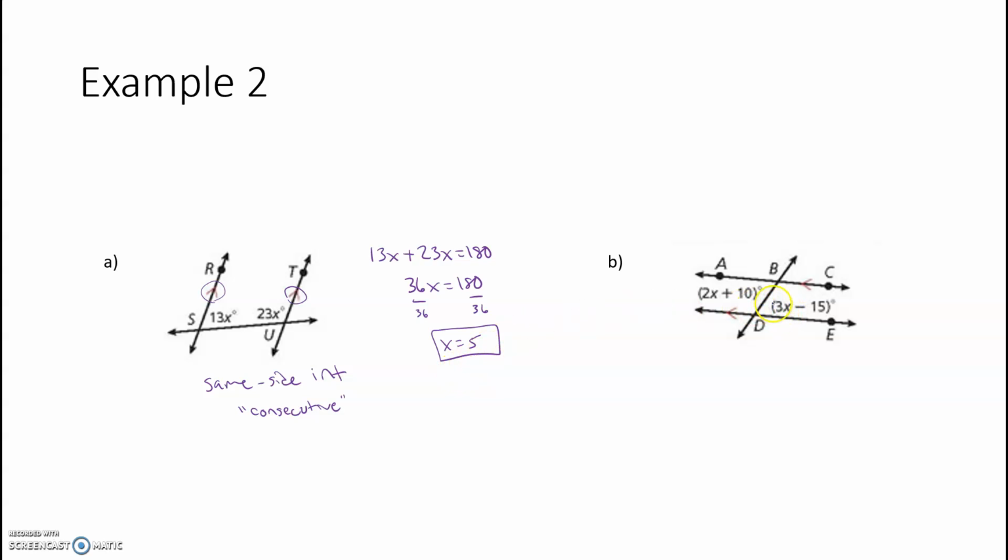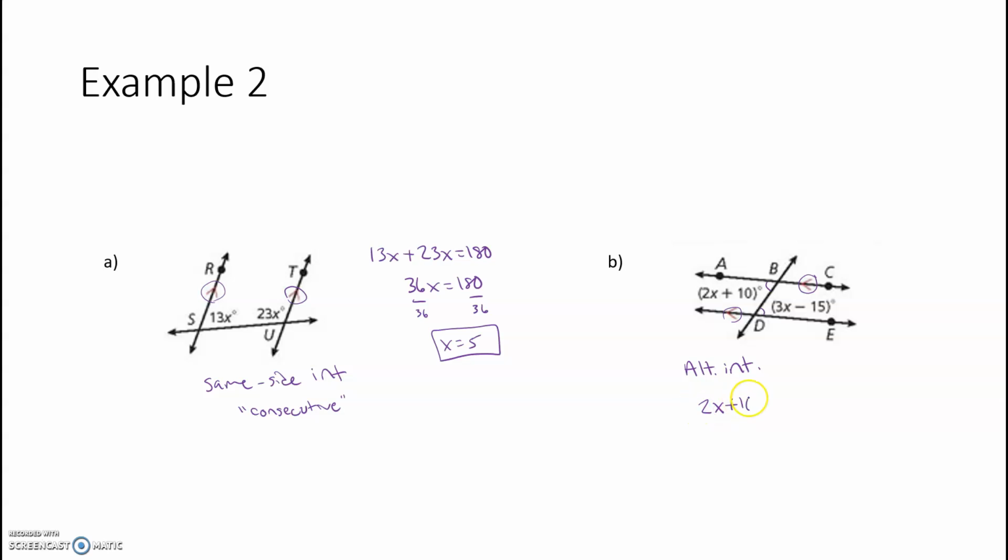Then the last one. I know this is kind of hard to see, but they're talking about these two angles that I provided. All right, so let's start. We see the arrows, so we know we have parallel lines, parallel lines cut by a transversal. These are alternate interior angles. So we're going to say if lines are parallel, alternate interior angles are equal. So if they're congruent, set them equal.